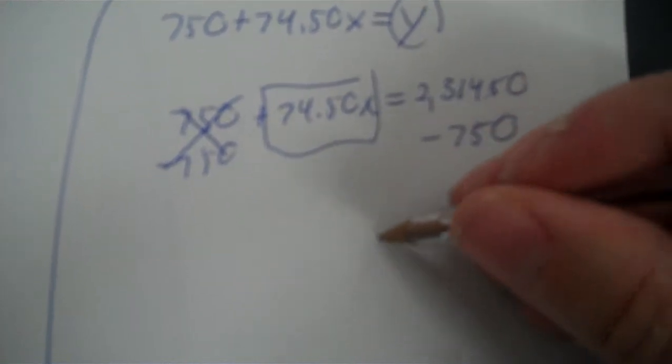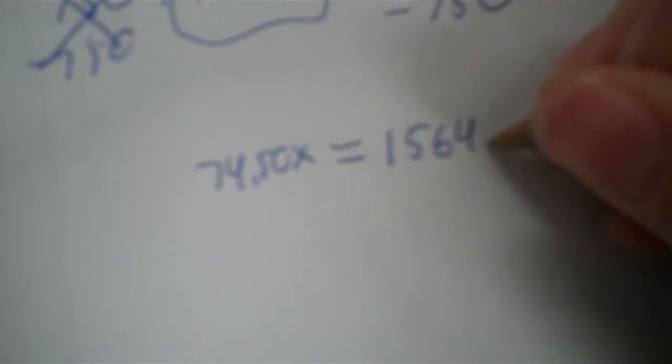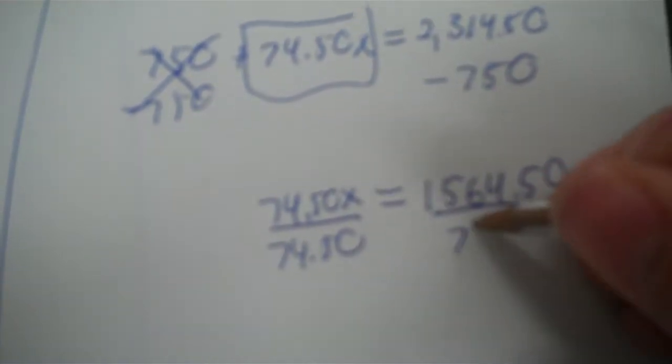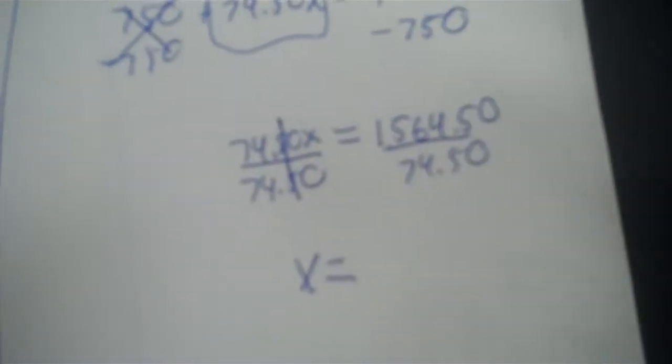Get your 750 out of there. So on this side we got 74.50 times x. And on the other side, 2314.50 minus 750 is $1,564.50. Okay, and then it's time to divide by 74.50. By the way, that goes away. Divide by 74.50, and that gives me 21. So 21 square feet. So at the very end, that's what I pay for.